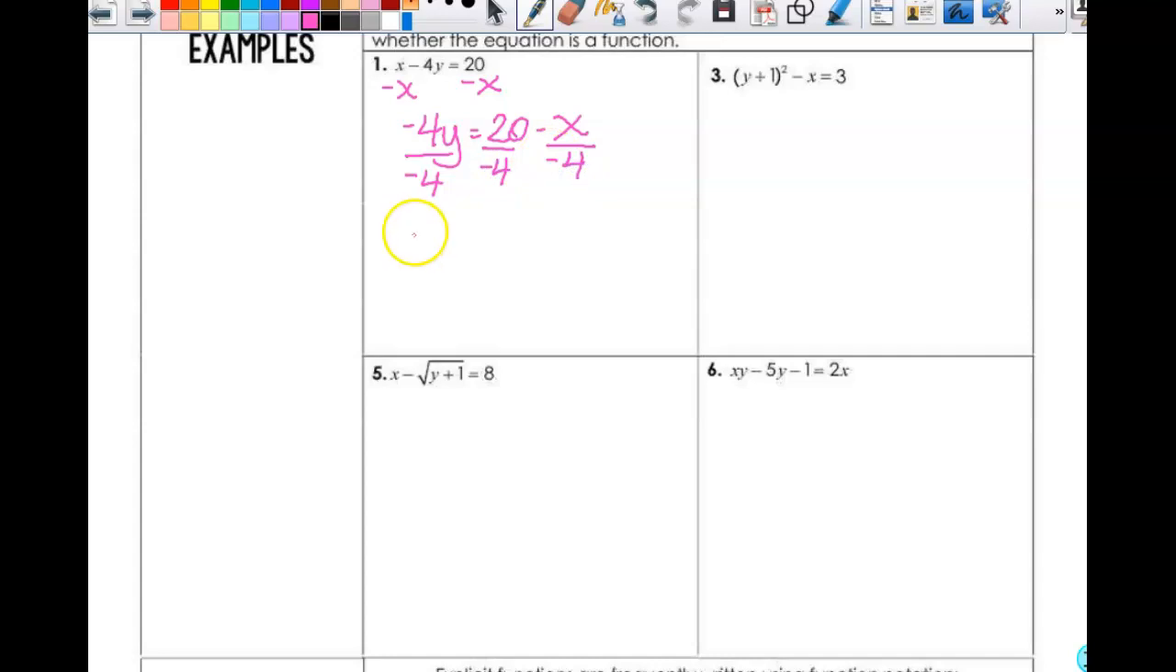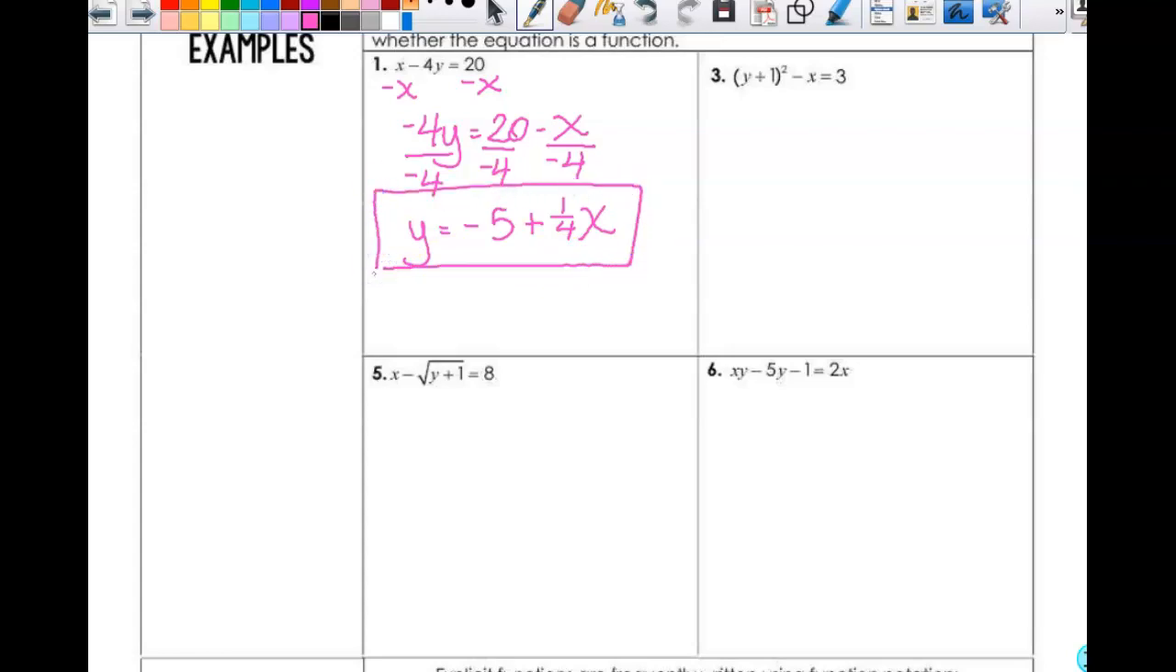So that'll end me with y equals negative 5, and then a negative x over a negative 4 would be a positive 1/4 x. And I've solved for y. So here it is, written explicitly in terms of y.